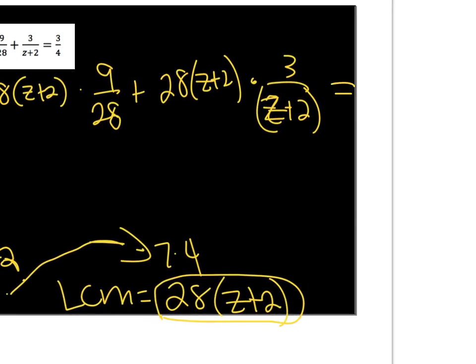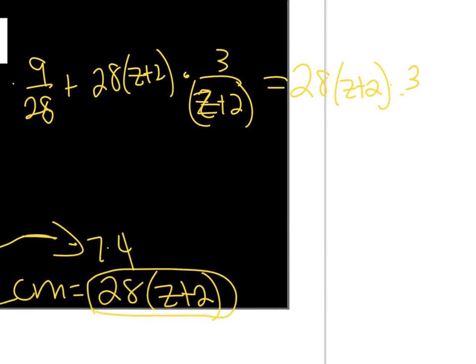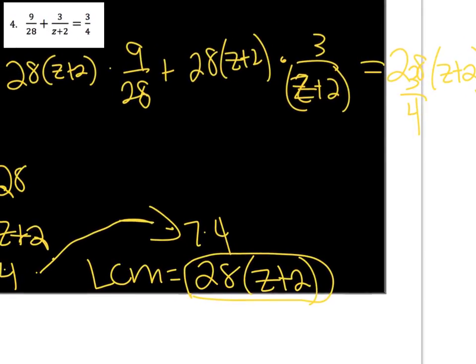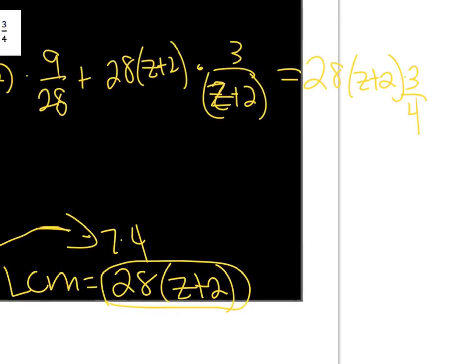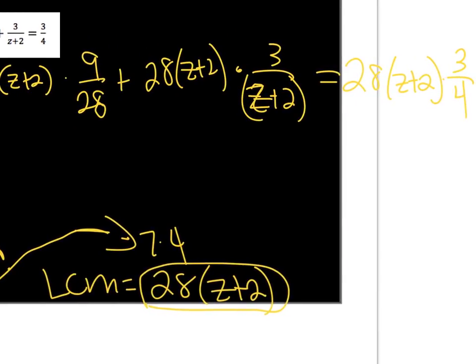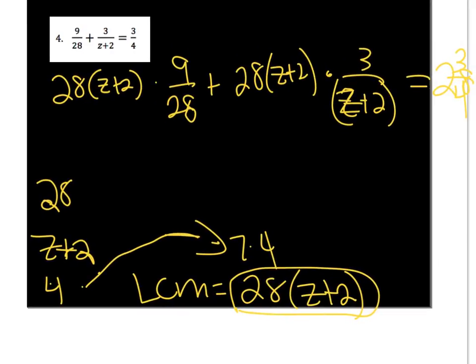All that's going to be equal to 28z plus 2 times 3/4. So what happens is this. 28 cancels out. I'm left with 9z plus 18. Over here, z plus 2 cancels out. 28 times 3 is going to be just shy of 90, so it's going to be 84.